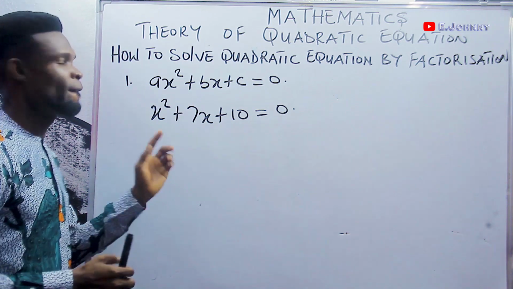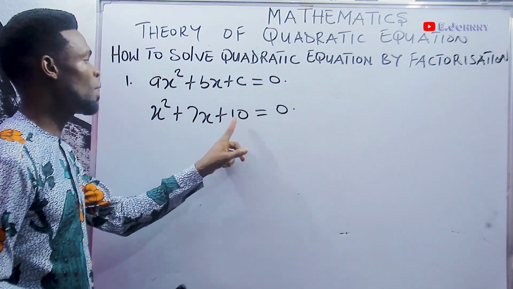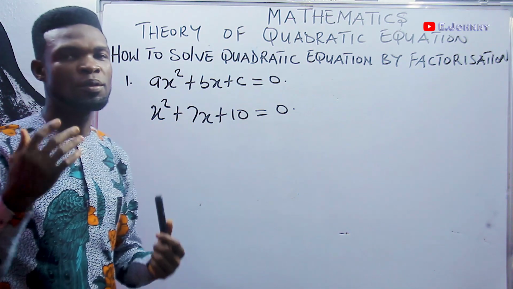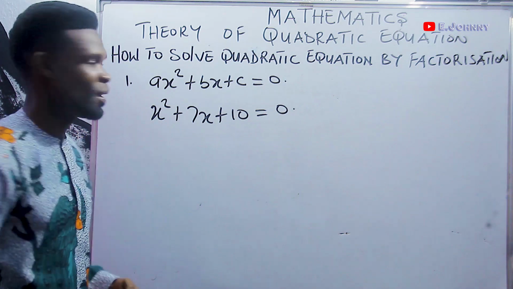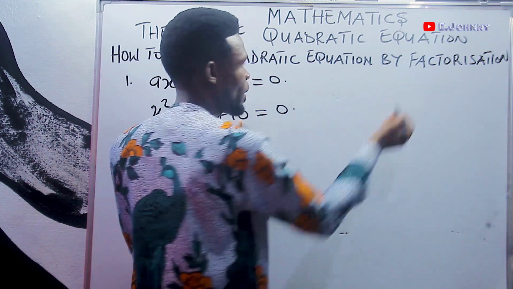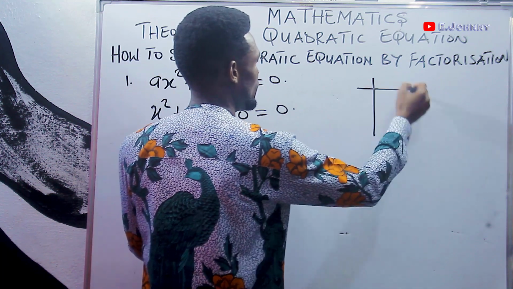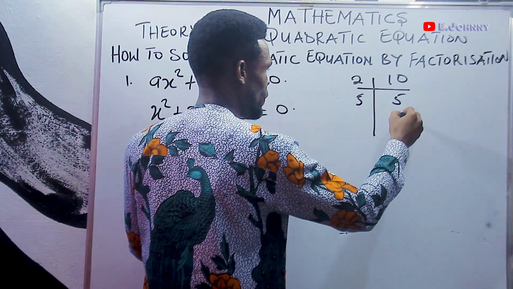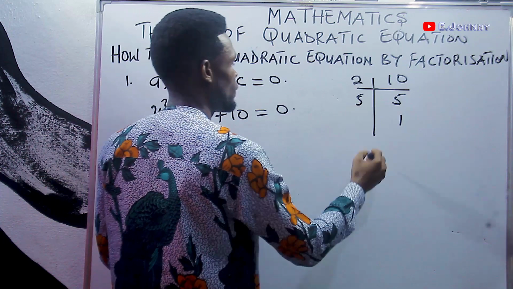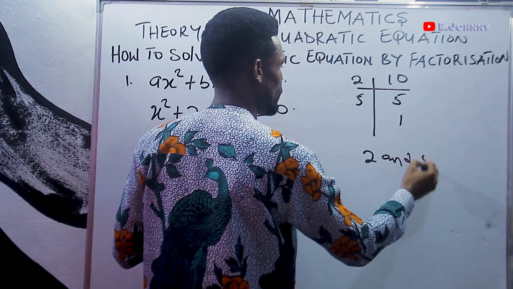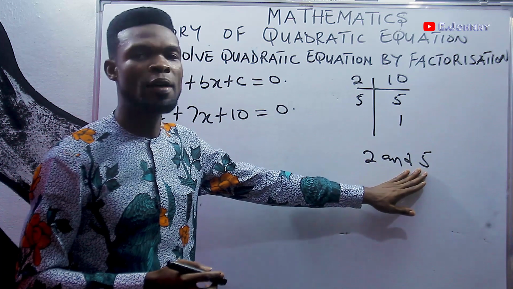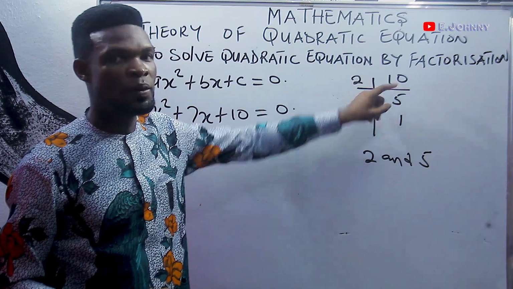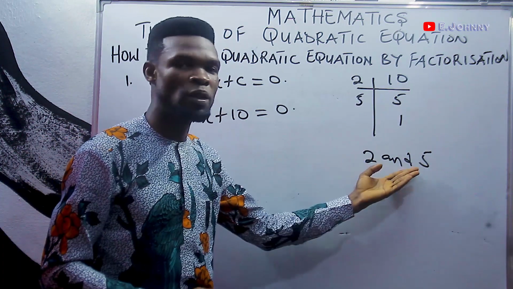So find two numbers that when you multiply, you get the constant, and when you add, you get this number 7. This is one thing I like showing my students. Pick that number 10 and find the factors by using the LCM method. You can do something like this: 10, 2 goes into 10, 5. 5 goes into 5, 1. So you can say 2 and 5. If 2 and 5 are the factors of 10, let's check whether it will give us what we want.